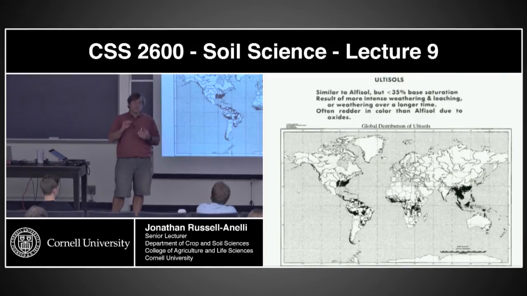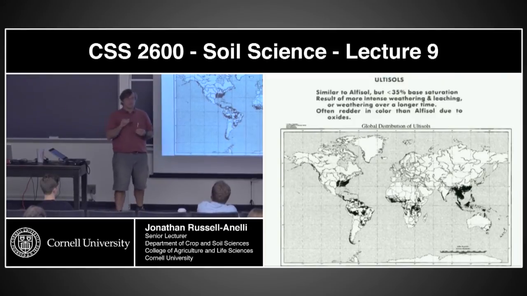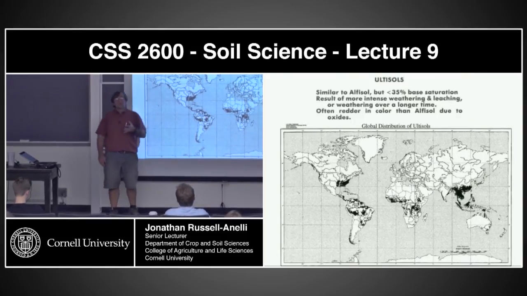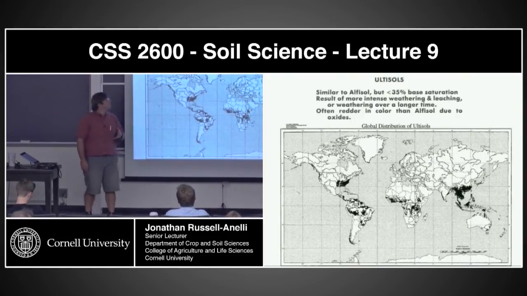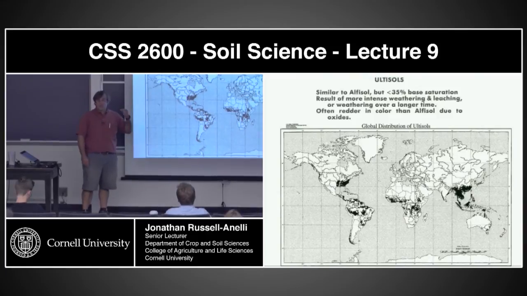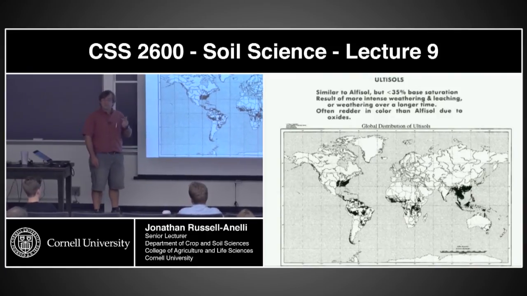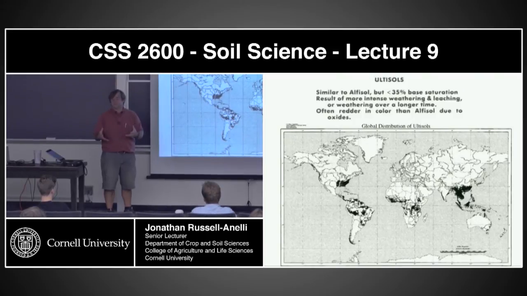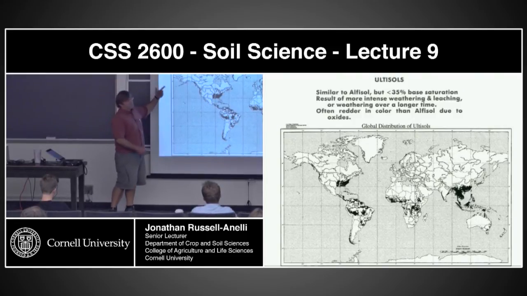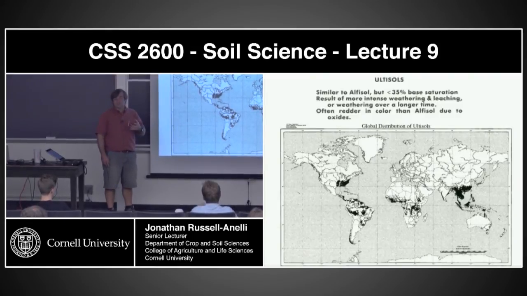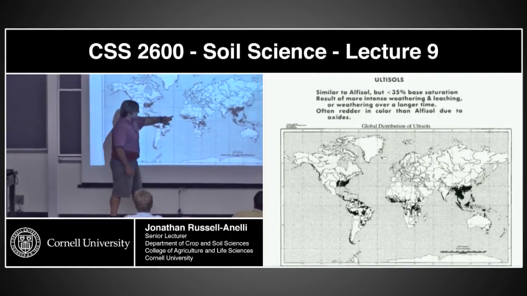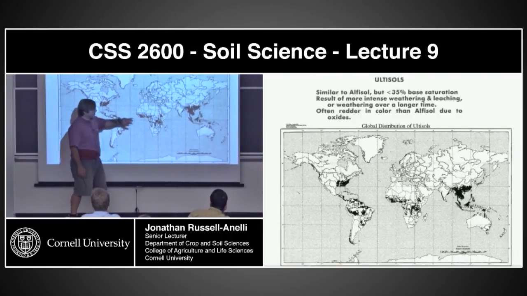Okay, we'll talk a lot more about this when we start talking about colloids. But we're basically looking at fairly infertile soils. It's the result of intense weathering, but the intense weathering is not as strong as we would see in oxisols. Okay, they're often redder in color than alfisols due to that oxide increase. Okay, distribution worldwide, not that far off of that Pangaea picture.